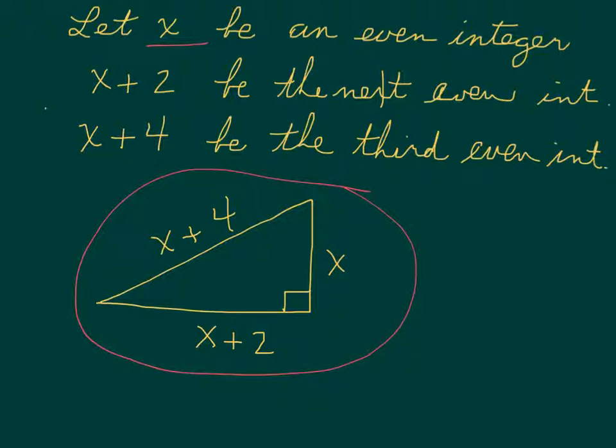Now, the hypotenuse in a right triangle is always the longest side, so that has to be our x plus 4. This is not at all to scale in any way, shape, or form. It's just x is the shortest side because it was our smallest integer. X plus 2 is a little bit bigger, and x plus 4 is the longest side, which in a right triangle is always the hypotenuse. So let's go ahead and set this up into the Pythagorean theorem and solve.